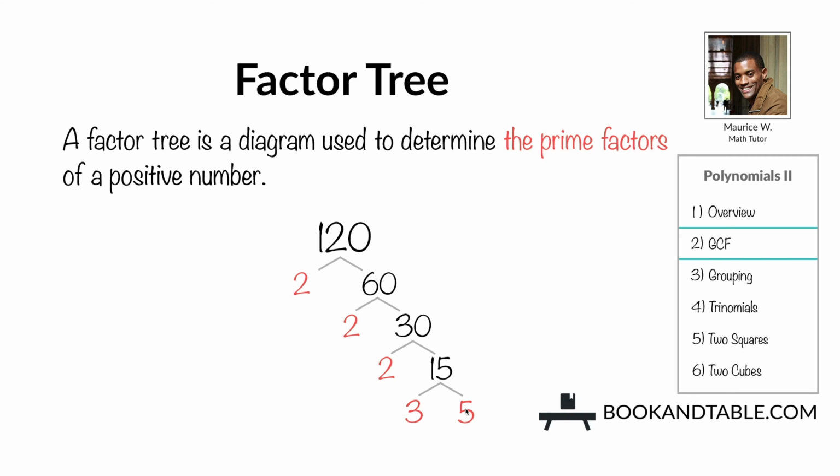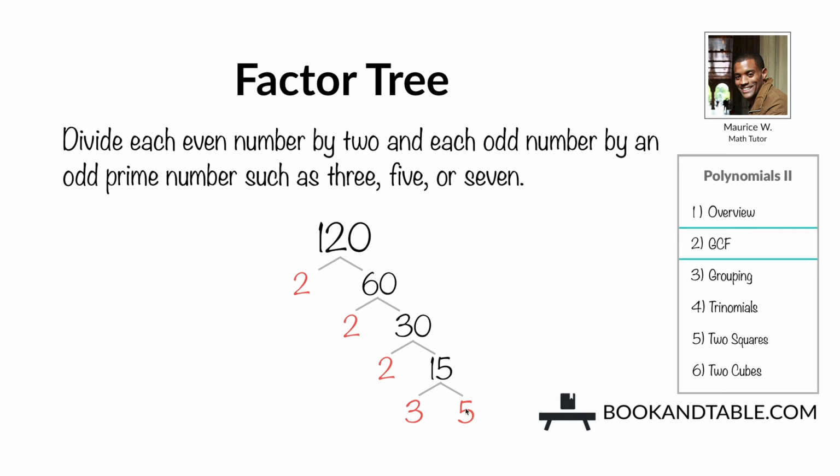Now if we have two numbers, 40 and 120, you'll notice that since they're both even, we were able to start breaking those numbers down by dividing them by 2. And if you have an odd number, you want to try dividing it by an odd prime number, such as 3, 5, or 7 to start. So for example, here we had 15. 15 can be divided by 3. That would give us 3 times 5.